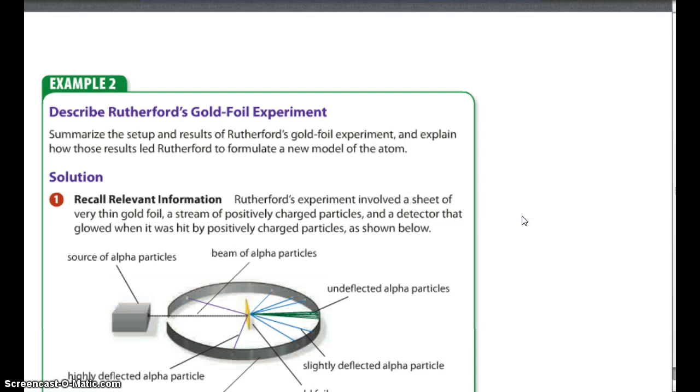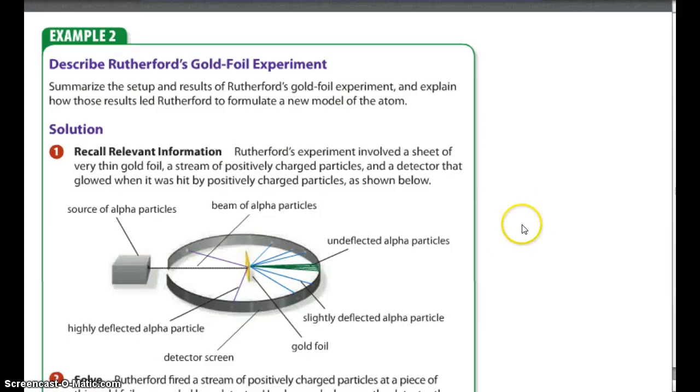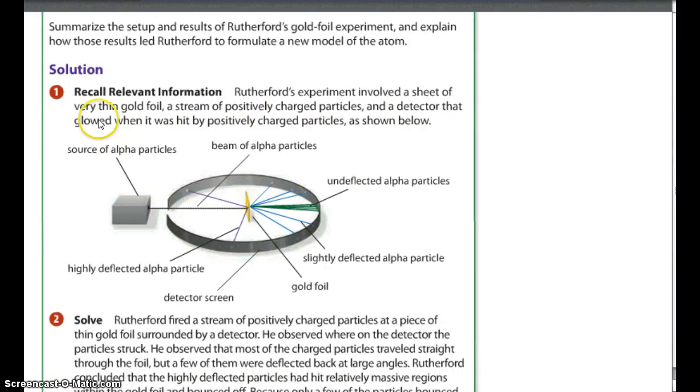Describe Rutherford's gold foil experiment. Summarize the setup and results of Rutherford's gold foil experiment and explain how those results led Rutherford to formulate a new model of the atom. So recall relevant information. Rutherford's experiment involved a sheet of very thin gold foil and a stream of positively charged particles and a detector that glowed when it was hit by those positively charged particles. So most of them went straight through, some of them bounced a little off to the side, and some of them bounced even straight back this way.